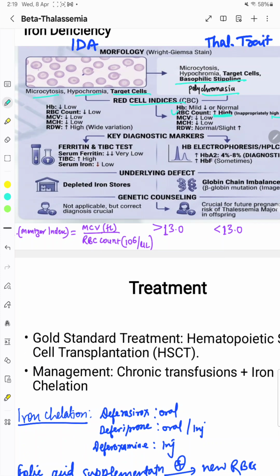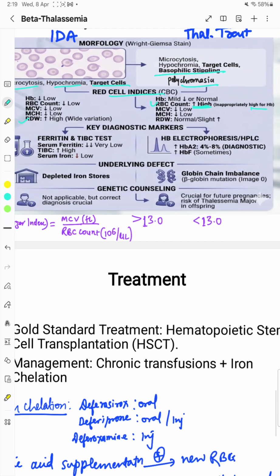MCV is decreased in both conditions, and RDW is particularly high in iron deficiency anemia, meaning there is wide variation in the size and shape of the RBCs. RDW is usually normal or slightly high in thalassemia trait. On biochemistry, serum iron and ferritin are decreased in iron deficiency anemia. TIBC is increased in iron deficiency anemia. TIBC stands for total iron binding capacity. In thalassemia, ferritin is normal or iron is usually high because of the iron overload.